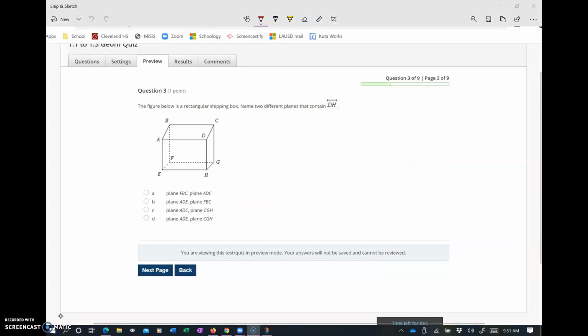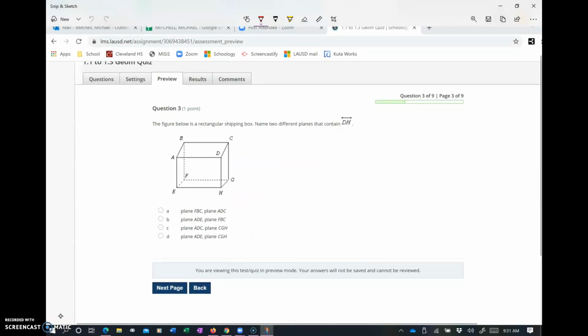So 2 different planes that contain, darn it, I forgot to turn the pen on. I thought I did. DH, line DH. That's this segment right here. I recommend front, back, left, right, top, bottom. This is the front and the right plane, okay? And so are the planes that contain that. So I look at the names here.